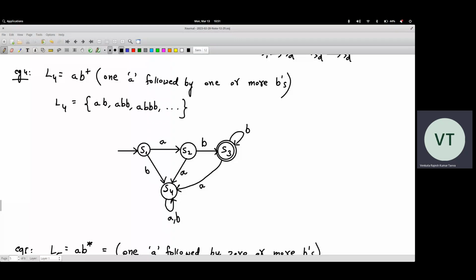Suppose if I say two or more Bs, then I will have S4. From S2, where I saw 1A, I will read 1B, I will go to S3. I should read two or more Bs. So I will have an extra state. I will read one more B and go to S4. Now in S4, I know I have read two Bs. I can read more Bs, so I'll have a loop on S4 for B. Anyway, the more examples we work out, you will get a better clarity.